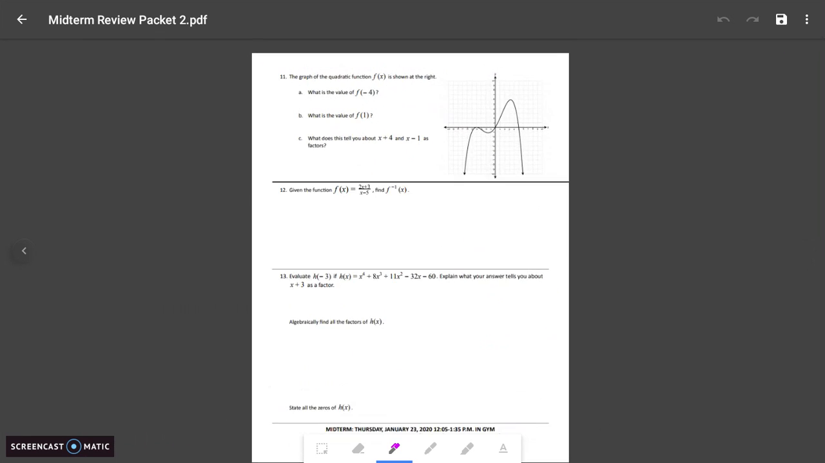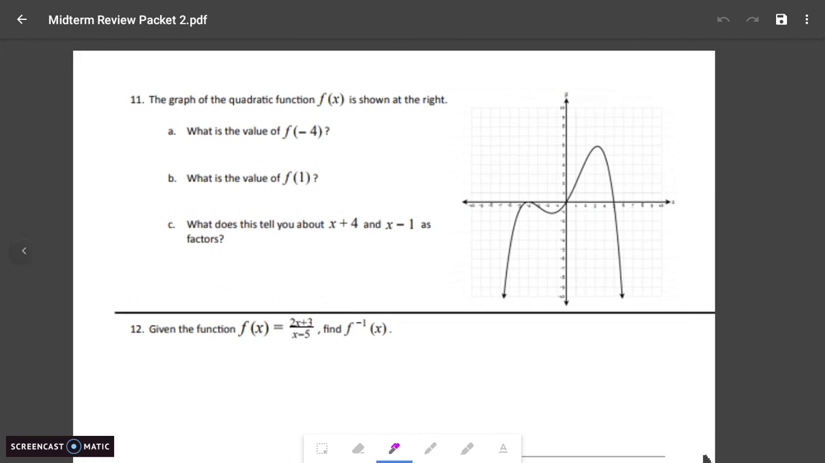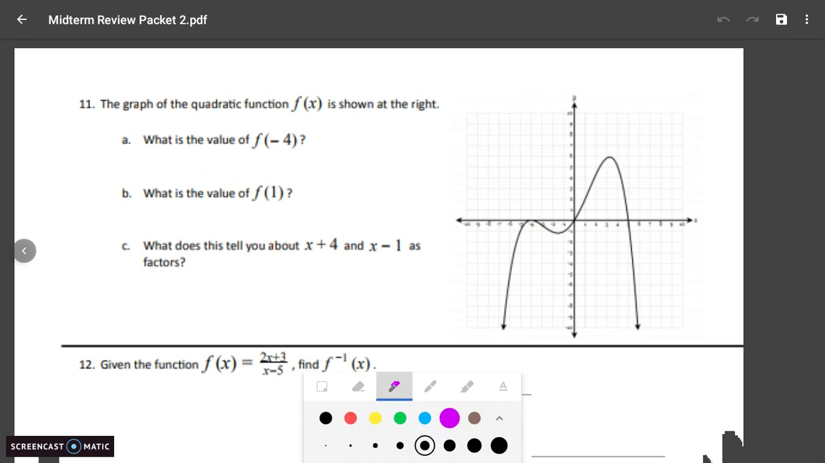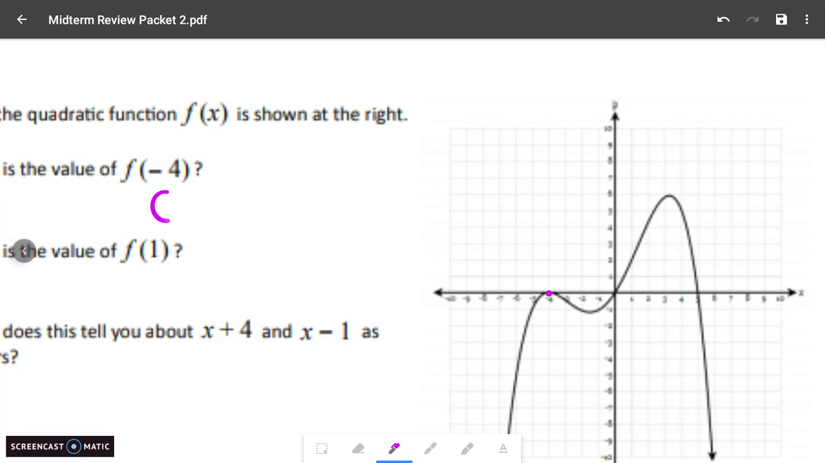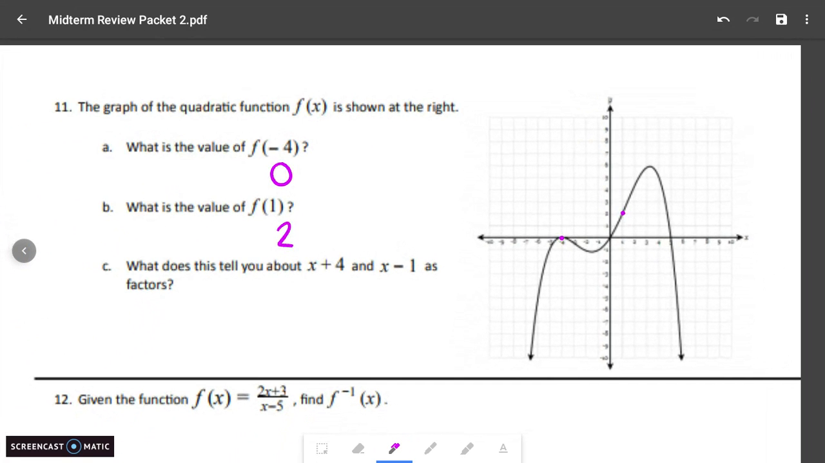Okay. Last page as we go through here. What is the value of f of -4? So remember, we go to -4. If I plugged in x as -4, we would get 0. F of 1, we go up to our graph here, is up at 2. So what does this tell you about x plus 4 and x minus 1? Well, x plus 4 is a factor. It had a remainder of 0 when you plugged into the function. x minus 1 is not a factor because it was not equal to 0.